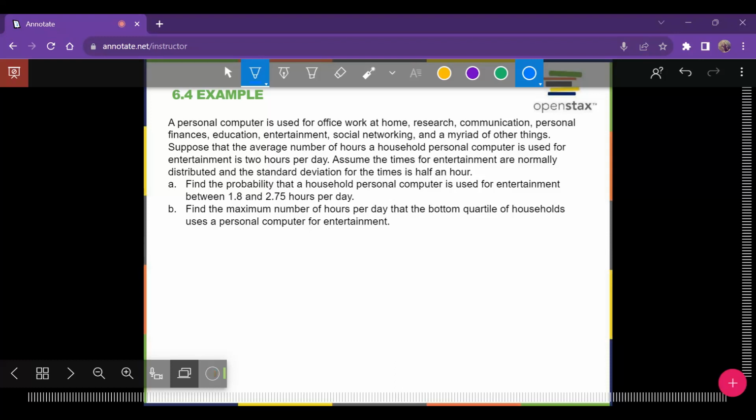So in this case, we're doing a between function. So for part A, we want the probability that 1.8 is less than x, which is less than 2.75. So when we're talking about this, the picture we're drawing has a mean of 2, and then we're looking from 1.8 to 2.75. And so we're looking here at this shaded area.